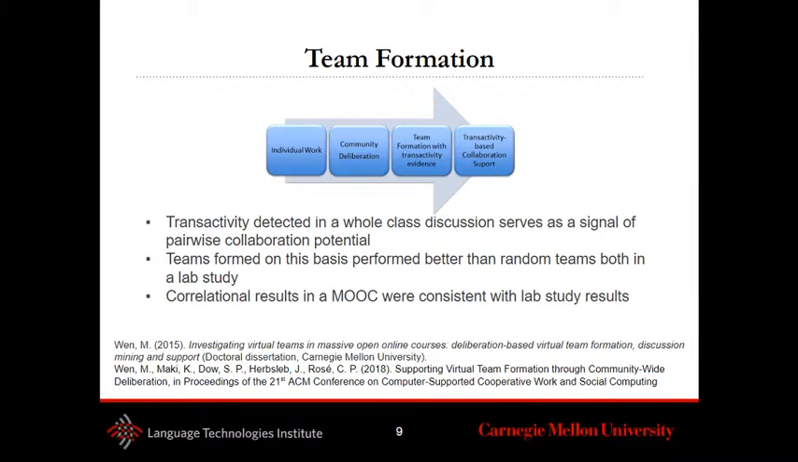In an online course, students first worked individually, then they posted their individual work. They were asked to give each other feedback. The feedback discussions were analyzed automatically for transactivity. Then transactive exchanges between pairs were used to estimate a collaboration potential for each pair, and then a constraint satisfaction algorithm used that estimated collaboration potential as the basis for assigning students to teams in such a way that students were most likely to end up in teams with other students that brought out the best behavior in them.